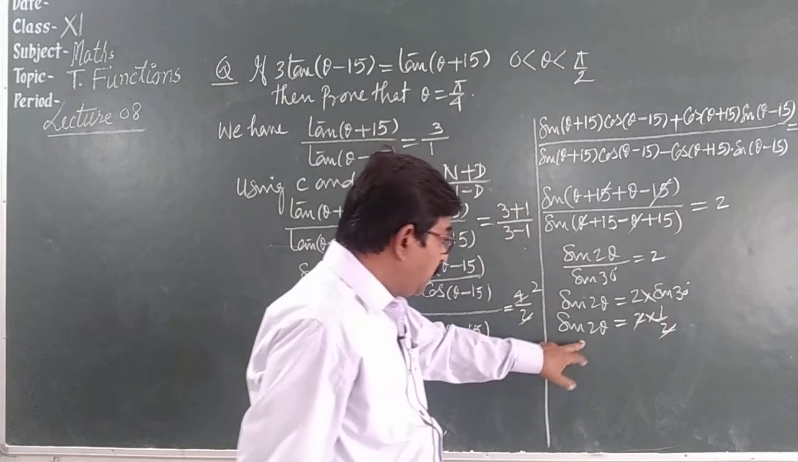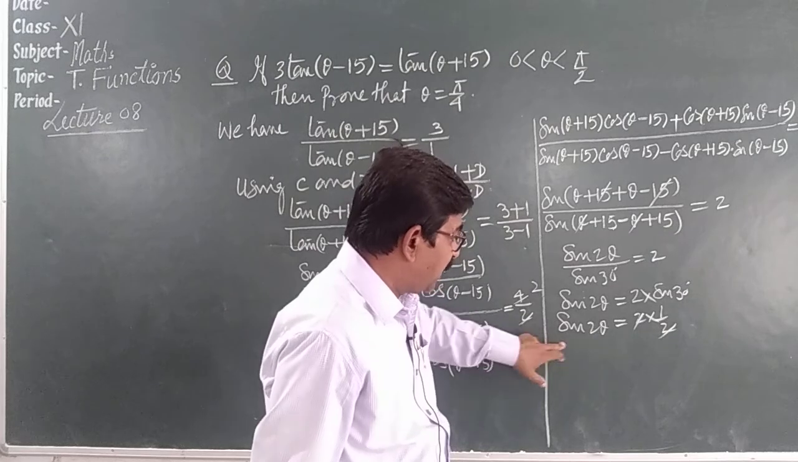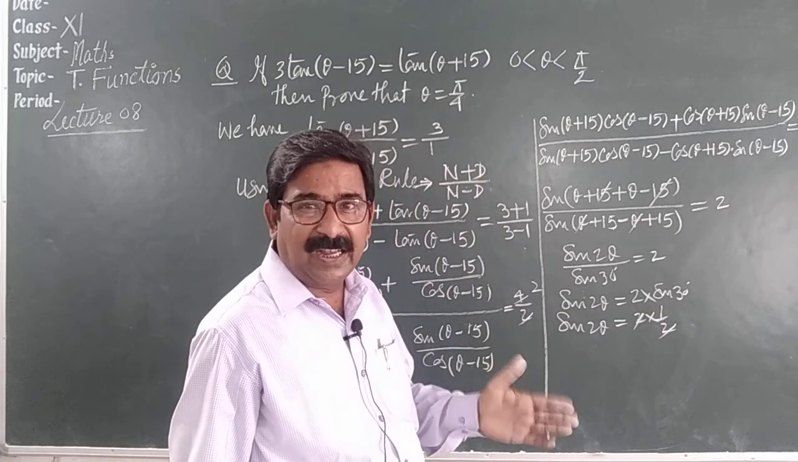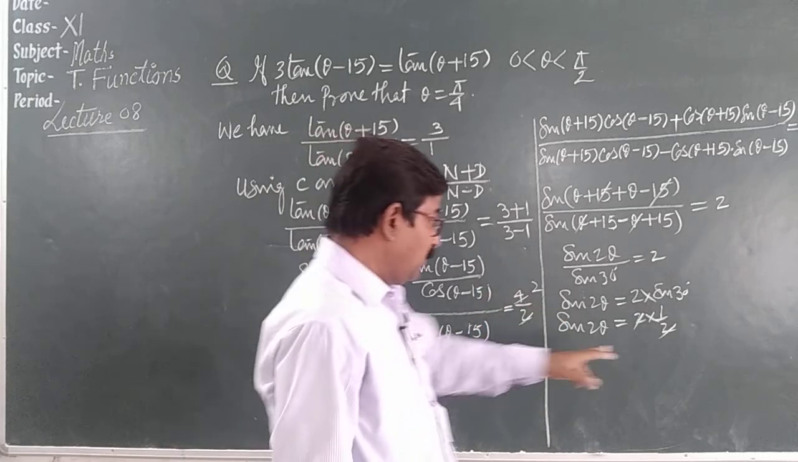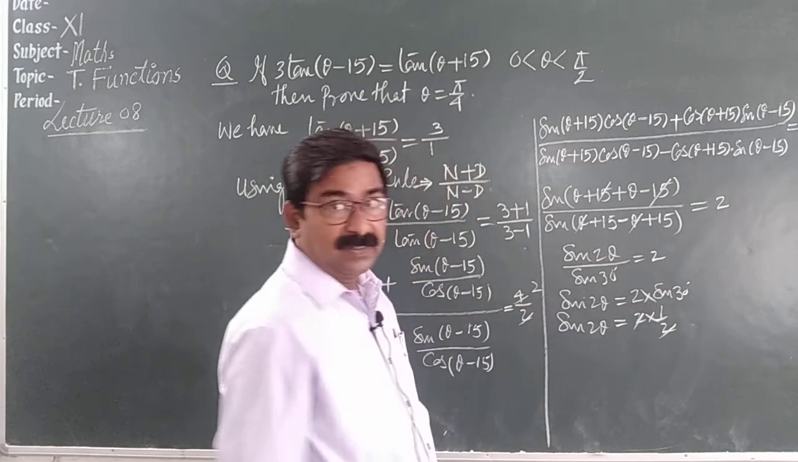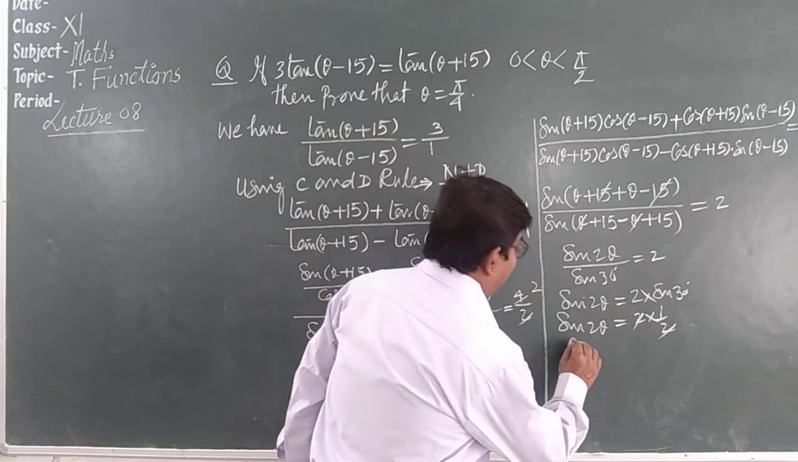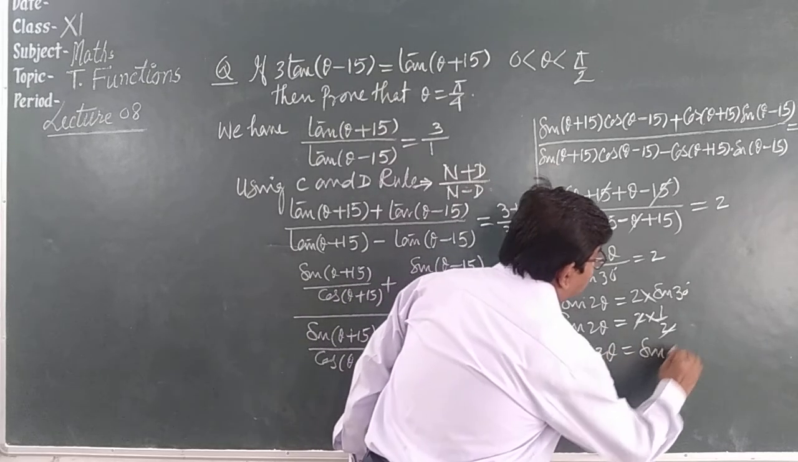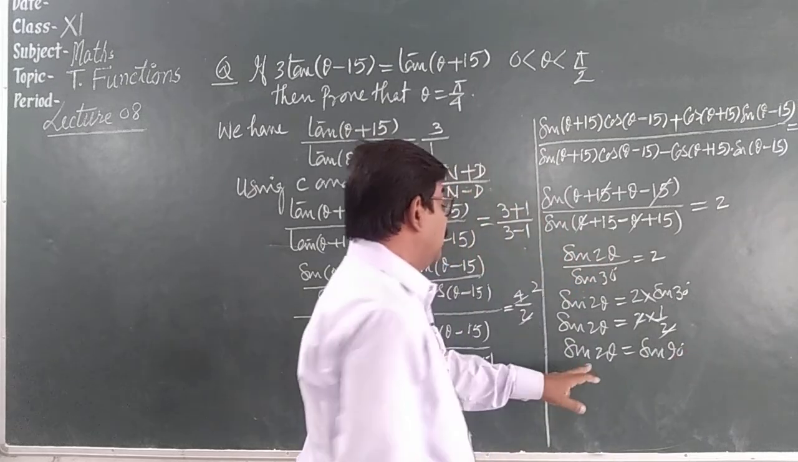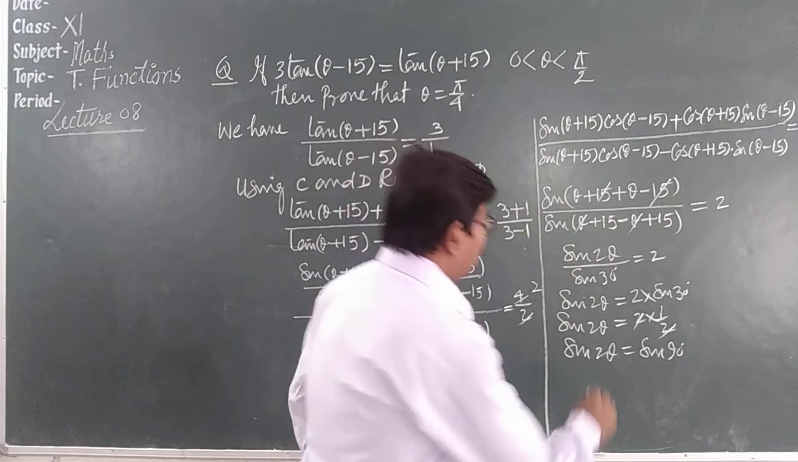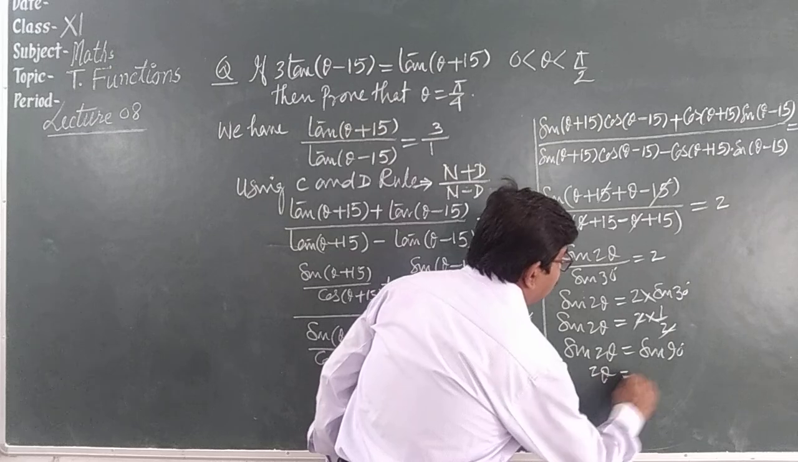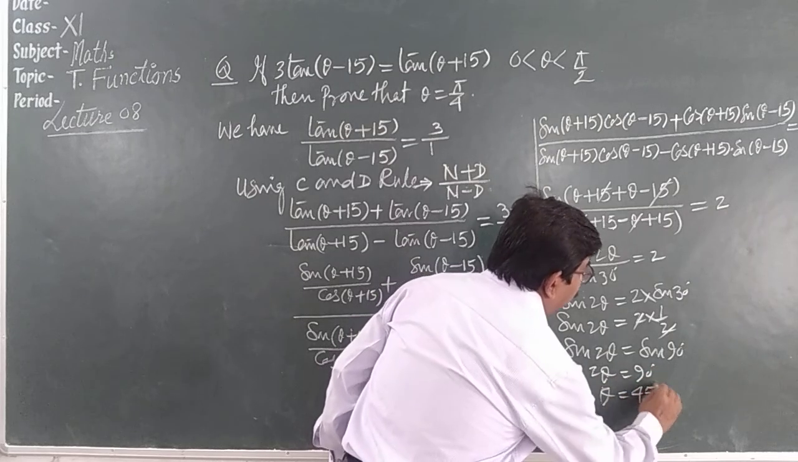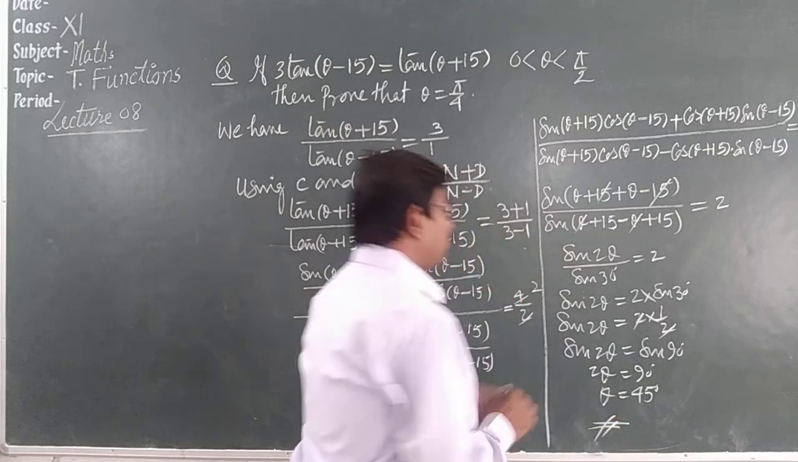On this side we have sine and on this side we have 1. What is the value of 1 with respect to sine? Sine 90 degree. So we can write sine 2 theta is equal to sine 90 degree. Sine and sine are cancelled, we have 2 theta is equal to 90 degree. So theta is equal to 45 degree. This was to prove.